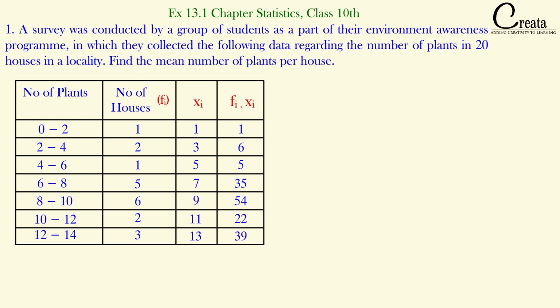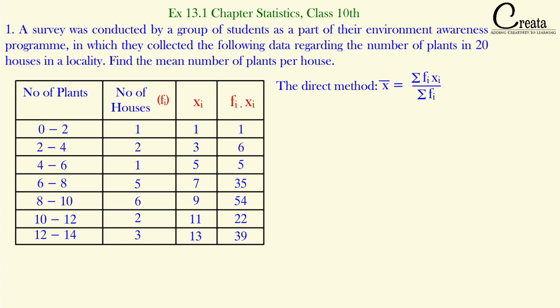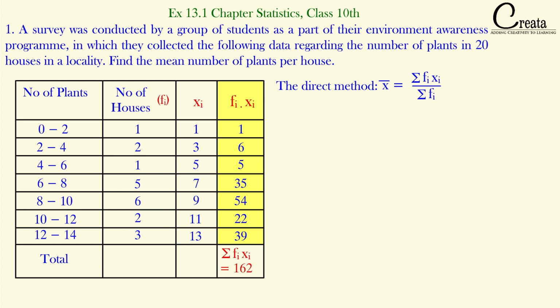Further we have to calculate the mean. We are having three methods. Let's go with the first method, that is the direct method. The formula is sum of fi into xi upon sum of fi. We need the addition of fi into xi. Let's do the addition of fi into xi. We got sigma fi into xi, that is the addition of fi into xi, as 162.